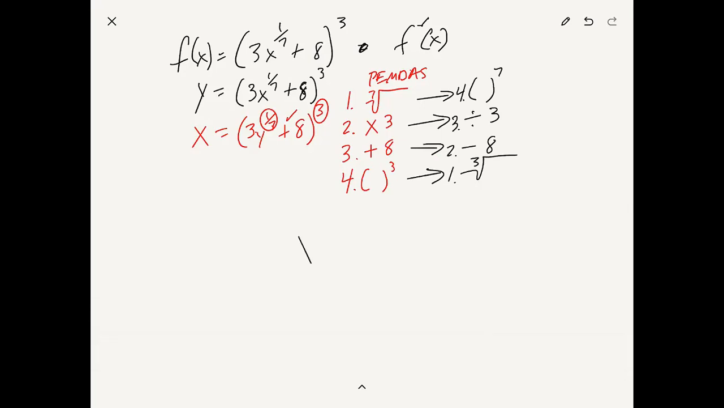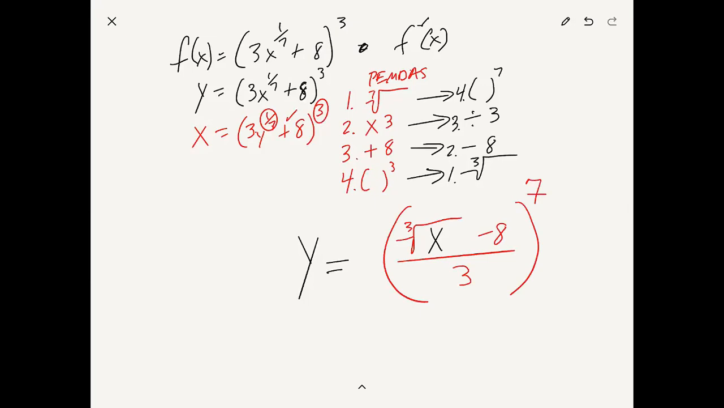Down below, we have y equals, we got our x. Now change the colors, and we're just going to go by and do each one of these steps. So the first thing we're going to do is take the cube root. Then we're going to subtract 8 from it. And then we're going to divide that entire thing by 3. And then we're going to raise it all to the 7th power. We are done.